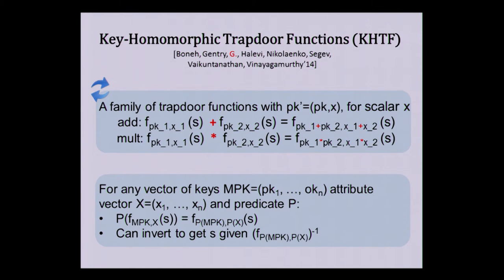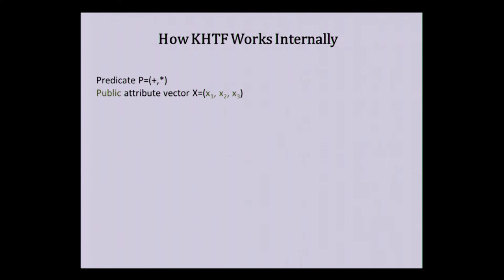Moreover, we can invert the result of the computation and get s if we're given the corresponding trapdoor. So if we're given f evaluated with respect to the homomorphically derived public key, followed by the result of the computation p of x. Okay, so as I told you, this primitive was used to construct an attribute-based encryption, which doesn't require any hiding whatsoever on the attribute vector, but let me tell you a little bit more on how it works.